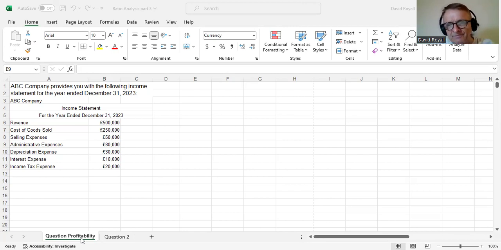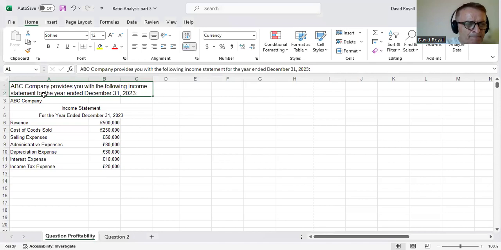Okay, I want to look at some profitability ratios based upon the income statement here. I'm going to pick on 3. I'll deal with them one at a time. The first one I'm going to deal with is the gross profit margin. What I'm going to do is just do it by manipulating this very, very basic income statement.